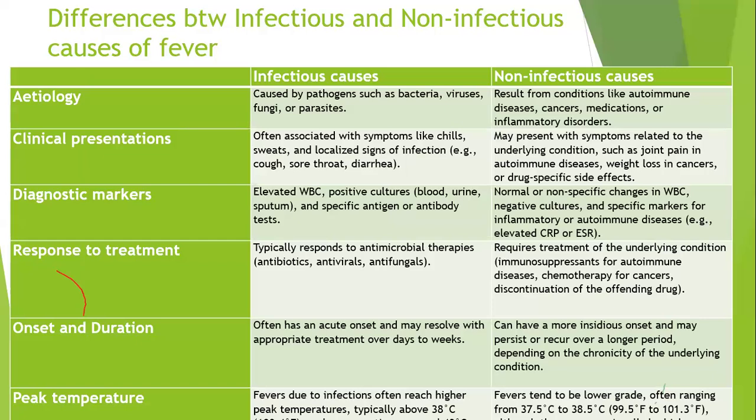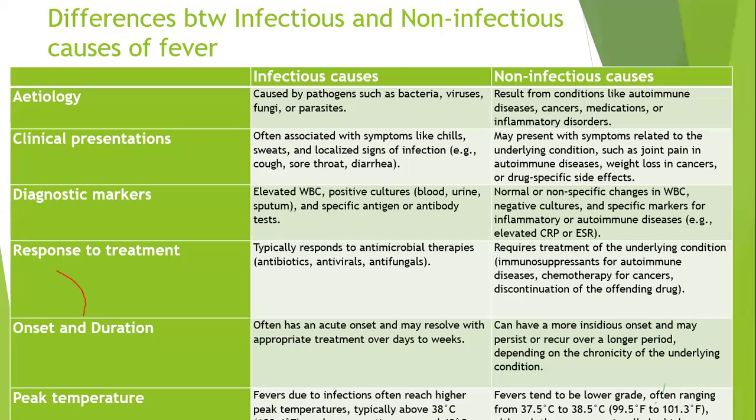Infectious causes will actually have symptoms like chills and localized signs of infection, maybe cough, sore throat, and diarrhea. The clinical presentations for non-infectious causes may relate with the cause of the fever, maybe joint pain in autoimmune disease. Patients with malignancies may have weight loss, or there are specific drug side effects that you will see.